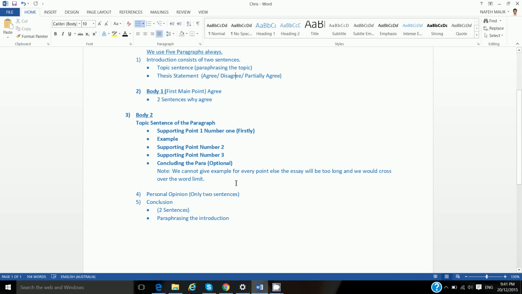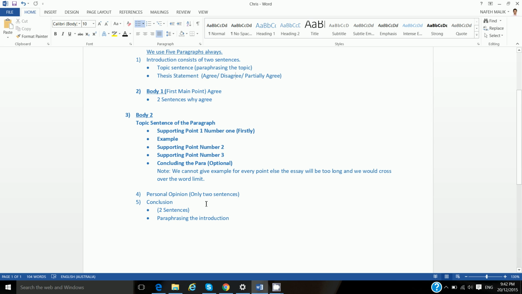Number 4 is personal opinion. When the question says that you have to write your personal opinion, or an example from your own life, this is the paragraph, and it should be not more than 2 sentences, maximum of 3 sentences. But I always advise 2 sentences, because then again you have a word limit. You start this paragraph by saying, in my opinion, comma. You write your opinion, and then you give an example of your opinion. Why do you think this is your opinion?